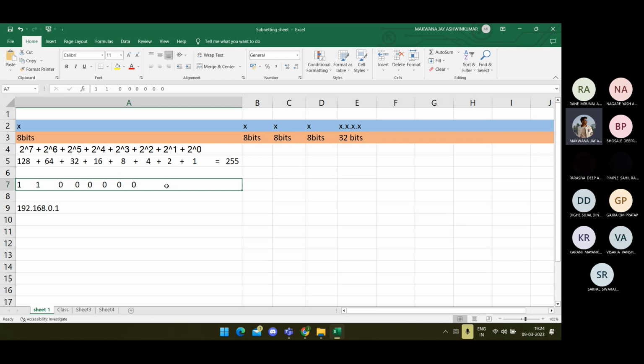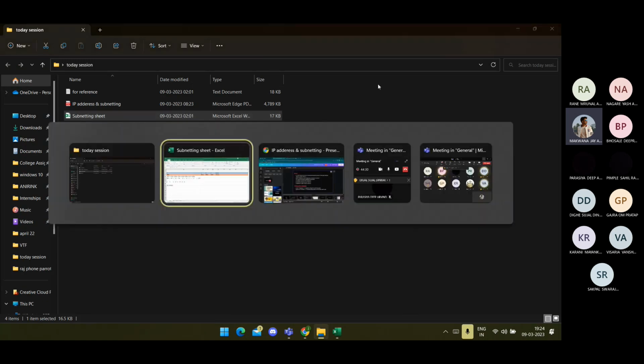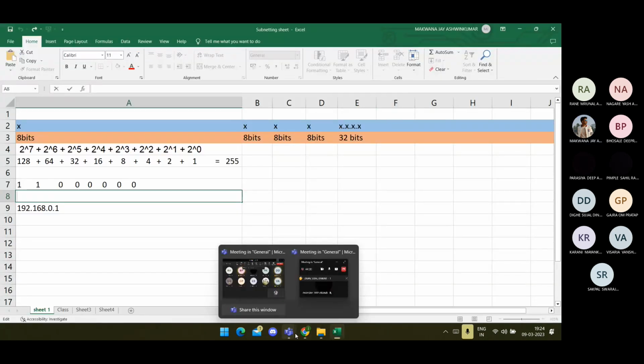So in this way, the IP address is understood by the devices, right? Can someone tell me the bits for 168? How can it be written? You just have to add these numbers and make 168, like I have done for 192. I added 128 and 64, which makes 192, and all other bits will be zero. What will be the bits for 168? 128 plus 32 plus 8. Yes, cool.